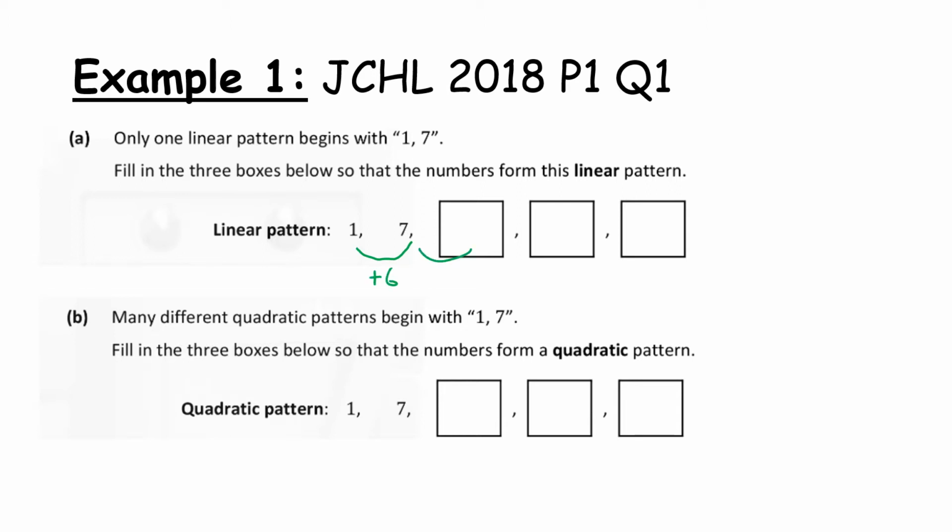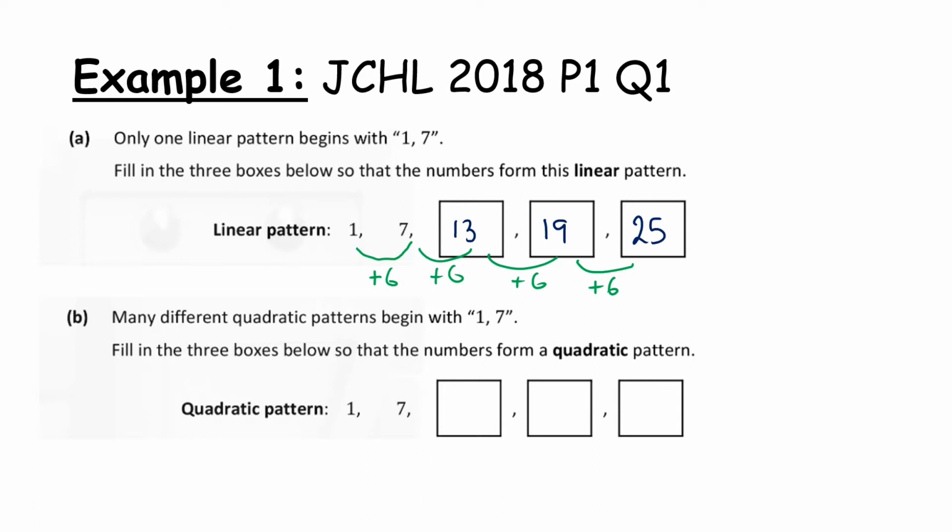So I know I've added 6, so that means to get to each next term, this is the term to term rule, I add 6. So I add 7 and 6 and get 13, 13 and 6, I get 19, 19 and 6, and we get 25. And that is the only linear pattern that exists, because having that 6 that we're adding that first time, if it's a linear pattern, we have to keep adding that same 6.